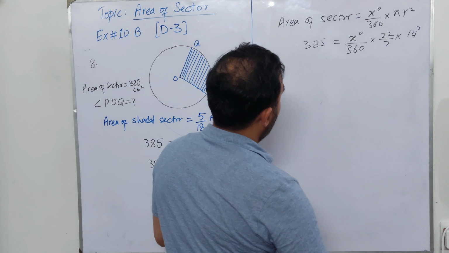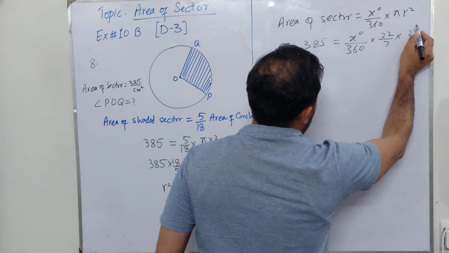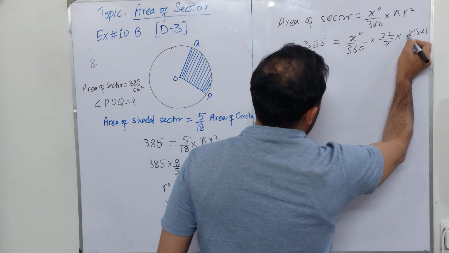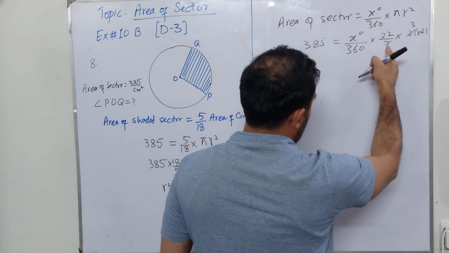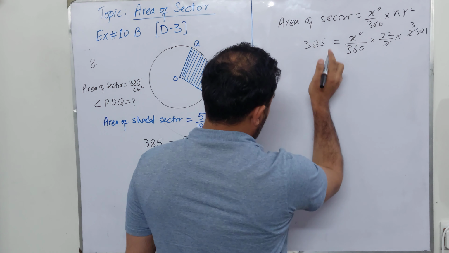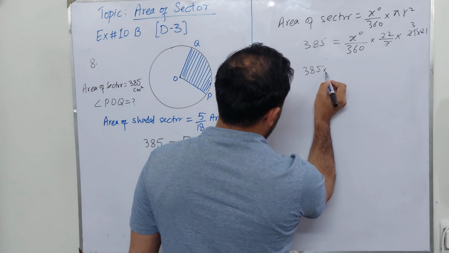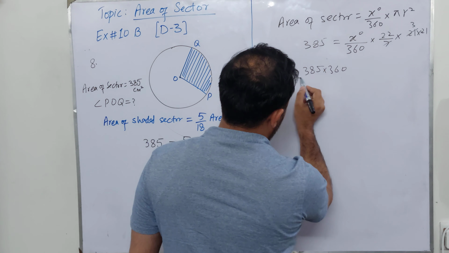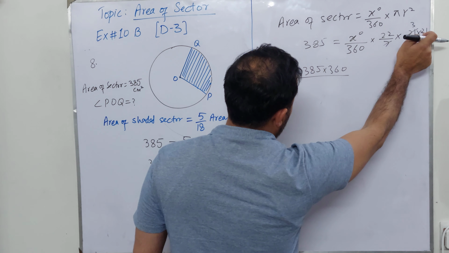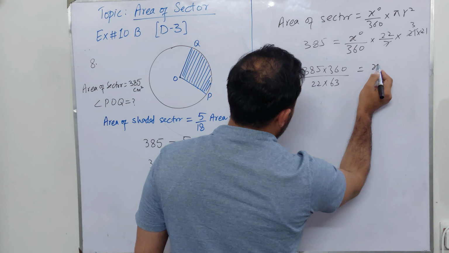Okay, so now make the correction over here as well. So it will be 21 square. Or instead of 21 square you can write 21 times 21, and this 7 can cancel 21. Okay, so shift everything on the other side. So it will be 385 multiplied by 360 divided by, you can write 21 3s are 63, into 22, is equal to the angle.